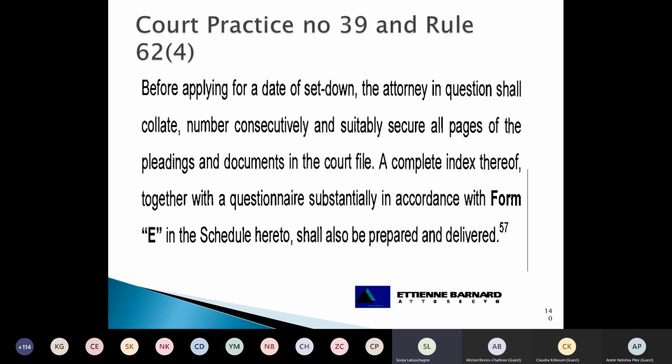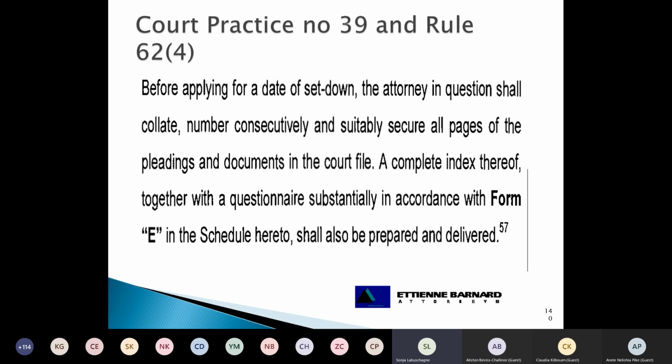Okay, we'll skip that one. All right, so court notice, the practice notes. Collate, number consecutively, suitably secure. So indexing, pagination, very important, as I've said before. Make sure that everything is easily accessible for the judge. Make sure you can turn the pages.